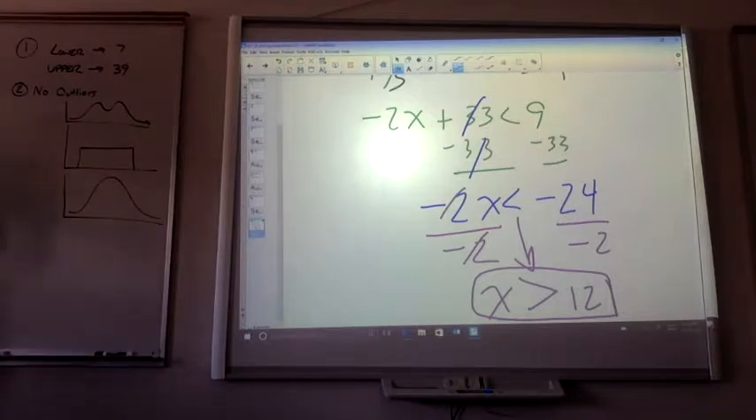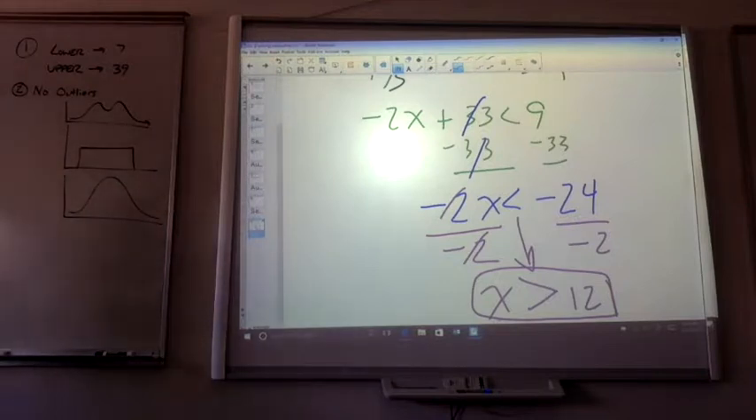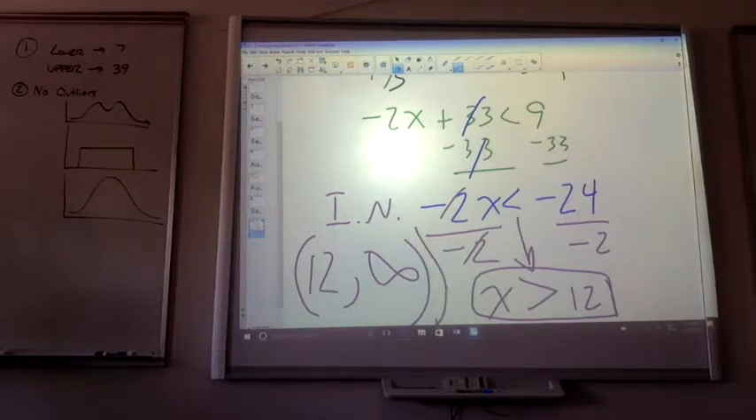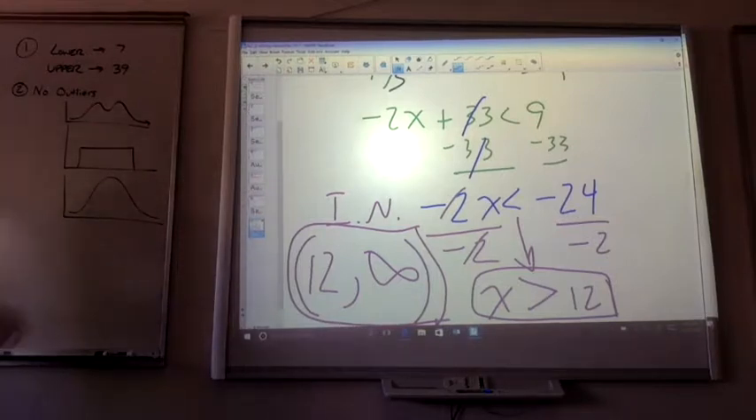So am I starting at negative infinity and going to 12, or am I going from 12 to infinity? 12 to infinity, good. Is it a square bracket or a rounded bracket at 12? Rounded, because I don't have the equal. And then at infinity, is it square or rounded? Rounded, and the reason it's rounded, so this is your interval notation, okay? The reason why it's always rounded at infinity is you can never get there, so it's a limit you're approaching. Okay?